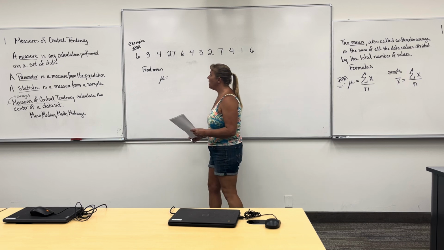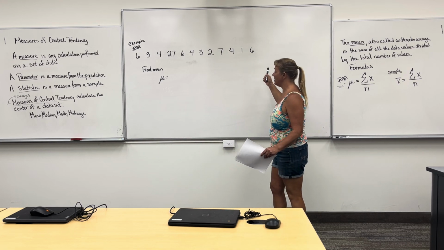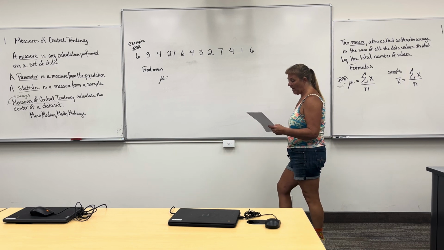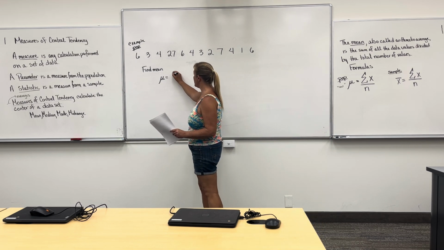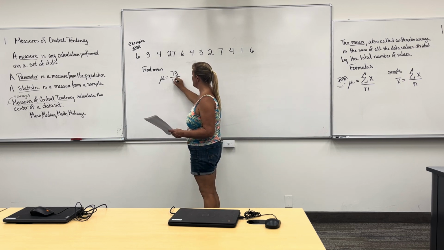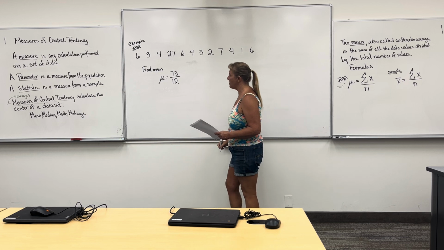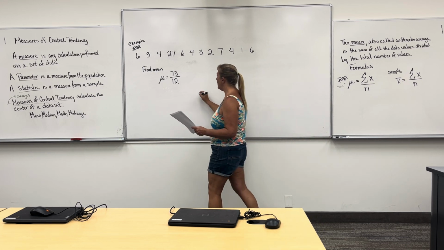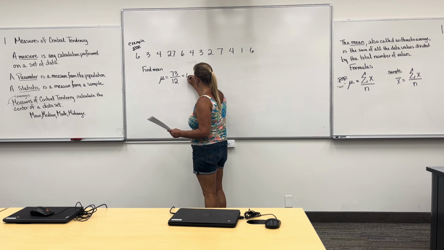Okay, so we need to add up all of those numbers. So take a minute to add up all those numbers. And if you do, hopefully you get 73. And we're going to divide by the 12 numbers that are up there. And if we take 73 and we divide it by 12, we get 6.1.